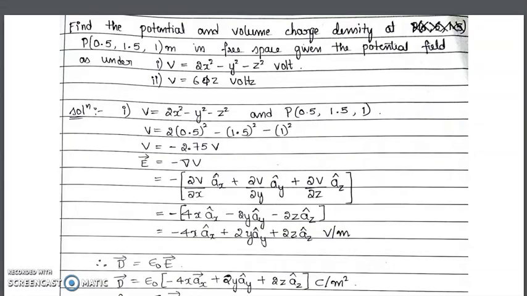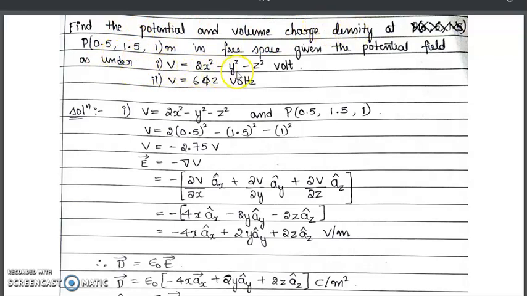So the next problem is: find the potential and the volume charge density at P (0.5, 1.5, 1) meters in free space, given the potential field as follows. The first equation is V = 2x² − y² − z² volts, and the second equation is V = 65z volts. So we have two equations here, and we have to find the potential and volume charge density at point P.